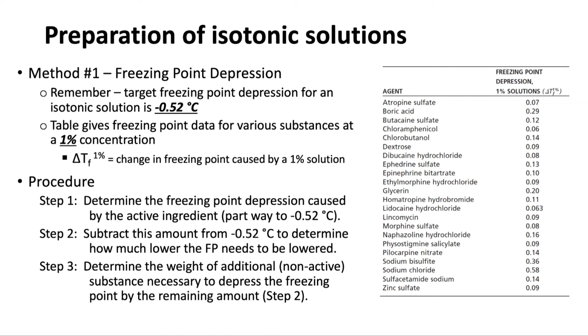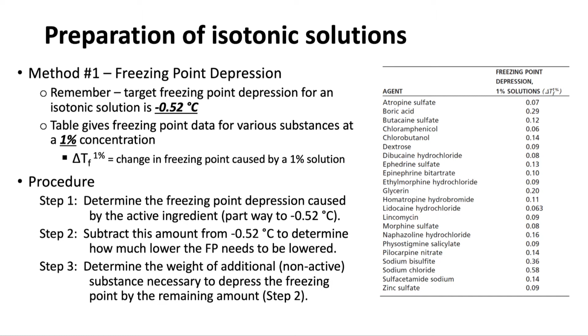What we'll need to know then is, our active agents will have to be able to know the change in freezing point that drug causes so that we can account for that. Oftentimes you'll use these tables, and the table on the right-hand side is straight out of the textbook, and they'll report the freezing point depression of various solutions. They standardize it in a 1% solution. So for example, on the table here, all of these numbers, like for example, atropine has a value of 0.7.